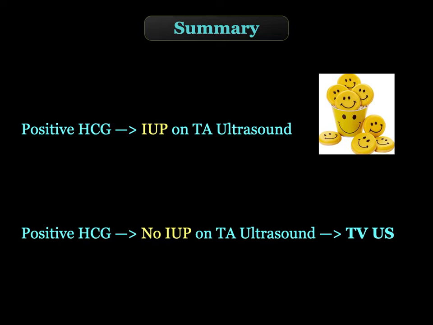In summary, if you have a patient in the emergency department with a positive HCG and you do see an intrauterine pregnancy on your transabdominal OB ultrasound with either a yolk sac or a fetal pole, then you know you have an intrauterine pregnancy. However, if you have a positive HCG and you don't see an intrauterine pregnancy on your transabdominal OB ultrasound, that is, you see a gestational sac, but within that gestational sac you don't see either a yolk sac or a fetal pole, this is a patient who needs to have a transvaginal ultrasound to further assess what might be going on.